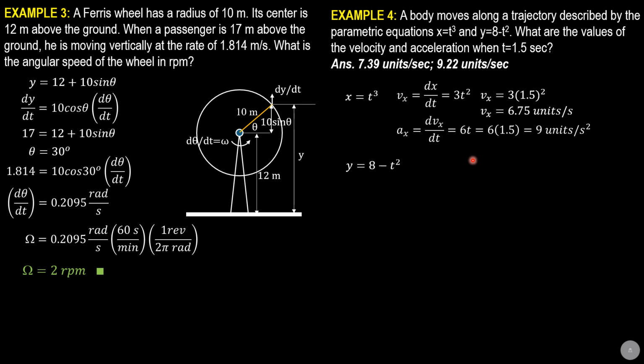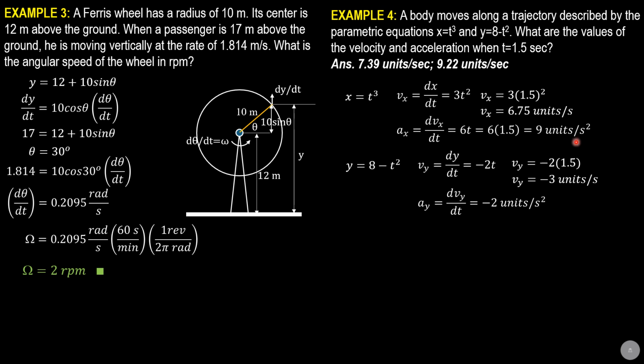Likewise, y is 8 minus t squared. The derivative dy dt is v sub y, and it is negative 2t. So substitute t is 1.5, so negative 2 times 1.5. V sub y is negative 3 units per second. Then ay, the derivative of v sub y, is negative 2 units per second squared.